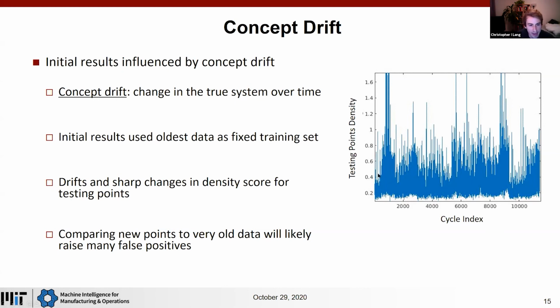But then as this system was changing over time, you could see these sharp drops, for example right here, where maybe some maintenance happened, or some drift over time, where maybe the chamber was wearing out, or in some way the system was slowly drifting. So when we compared these new points to very old data, it was much more likely to raise false positives.